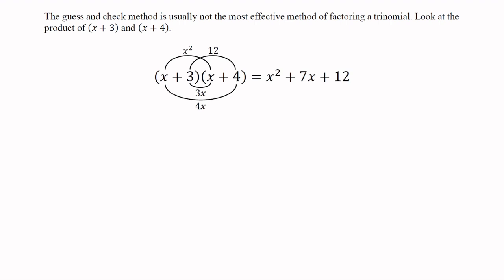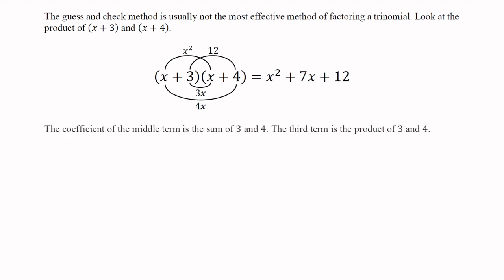The guess and check method is usually not the most effective method of factoring a trinomial. Look at the product of x plus 3 and x plus 4. When we use the FOIL method, we end up with the trinomial x squared plus 7x plus 12. Notice that the coefficient of the middle term is the sum of 3 and 4, because your outer gives you 4x and your inner gives you 3x. And you add 4x and 3x together, those are your like terms, to get your 7x. So the third term is the product of those same numbers, 3 and 4.